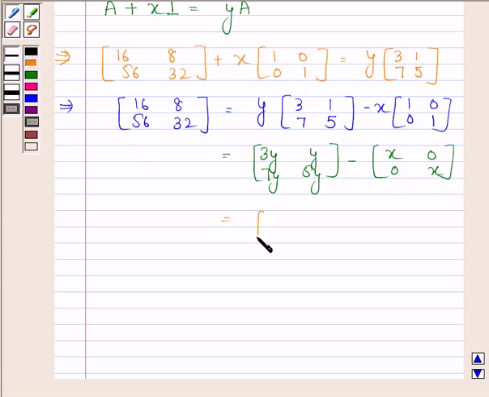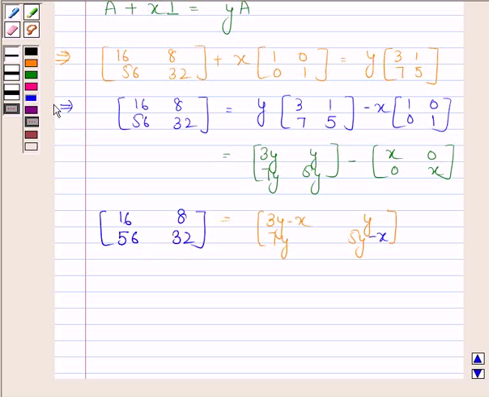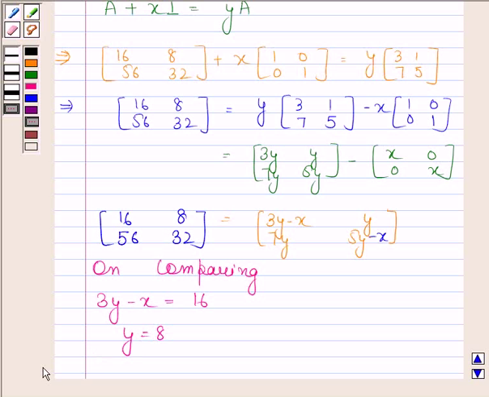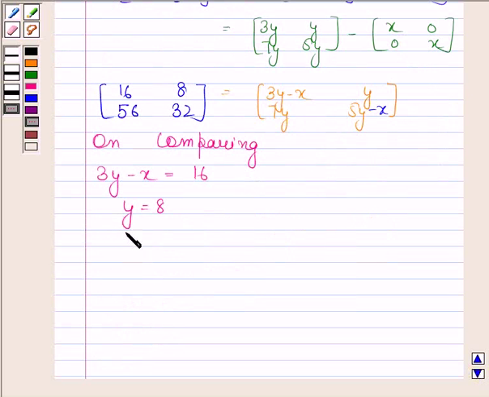Now this is equal to 3Y minus X, Y, 7Y, 5Y minus X. Sorry, here we will have 5Y minus X. So now this matrix is equal to this matrix. Now when comparing, we find that 3Y minus X is equal to 16, Y is equal to 8, 7Y is equal to 56 and 5Y minus X is equal to 32.